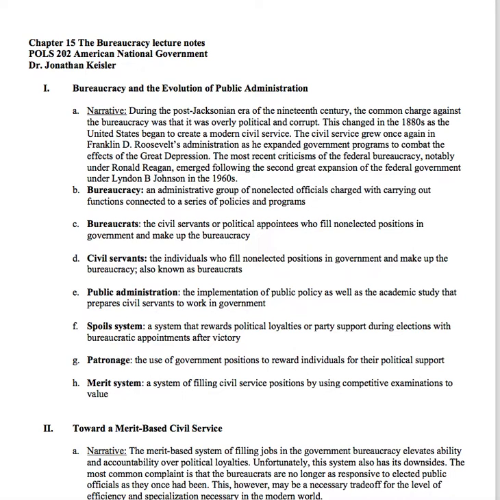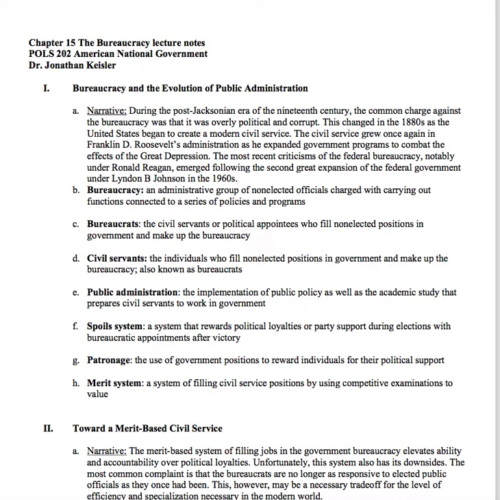The civil service grew once again in FDR's administration as he expanded government programs to combat the effects of the Great Depression. The most recent criticism of the federal bureaucracy, notably under President Ronald Reagan, emerged following the second great expansion of the federal government under LBJ in the 1960s.